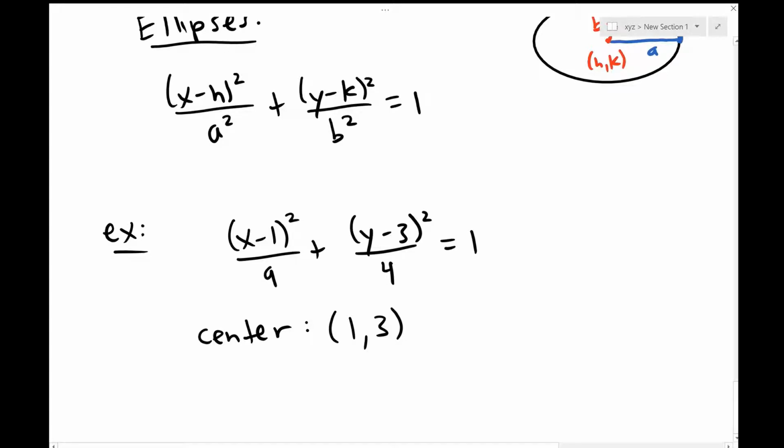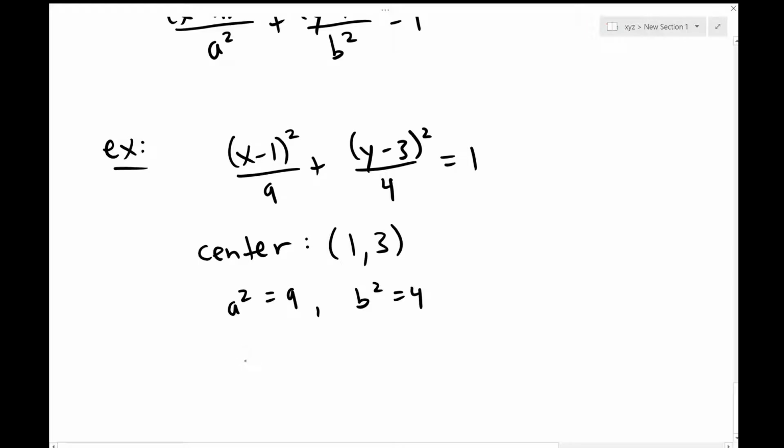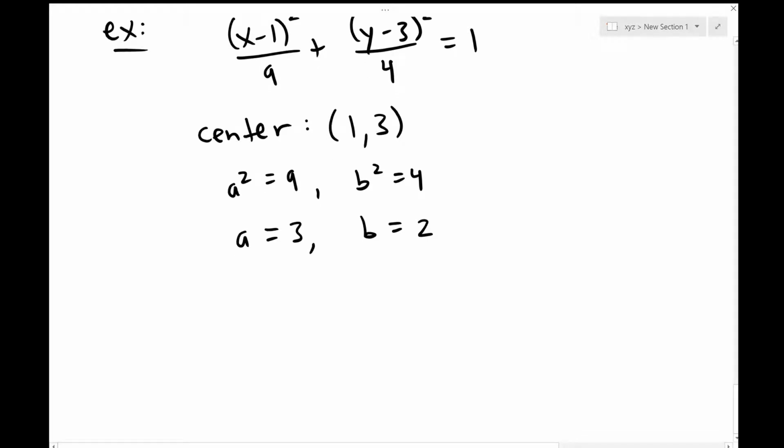For a squared and b squared, though, notice that a squared is 9 and b squared is 4. But to actually graph the ellipse, we just want to know the a and b values themselves. So we know that a is 3 and b is 2. And so these a and b values will tell us how far left and right and how far up and down from the center we go to identify points on the ellipse itself. So let's go ahead and take a look at the graph next.